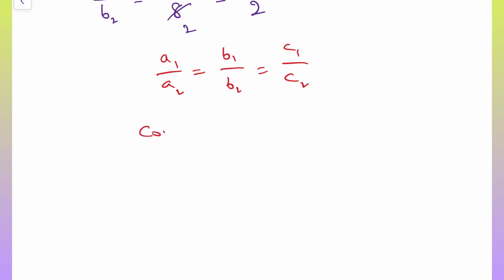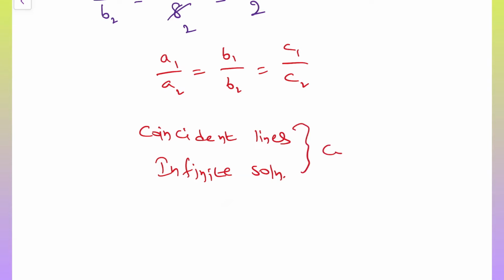Then these lines are called coincident lines. For coincident lines, how many solutions will there be? Infinite solutions. If infinite solutions exist, then definitely at least one solution exists. So these are called a consistent pair.